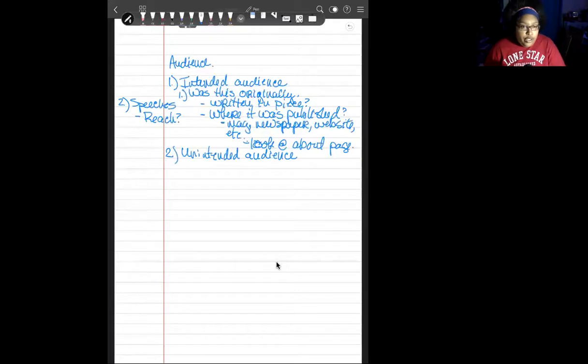For my regular 1302, it's the same with Letter from Birmingham Jail. We know that it was originally for the clergy in Birmingham, Alabama, but it was also published in the Atlantic magazine in the 1960s. There was no internet, so it was in the magazine. So it not only reached its intended audience of the clergy, but it also reached another intended audience, which was the readers of the Atlantic Monthly magazine. So those were intended audiences, right?